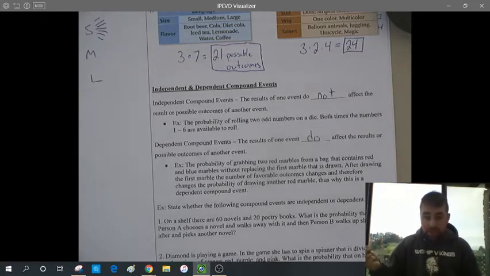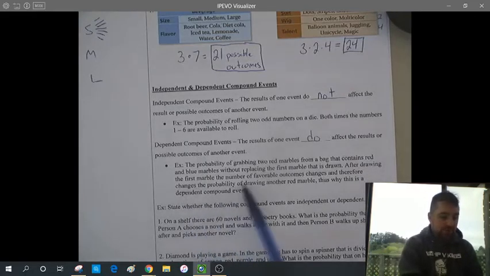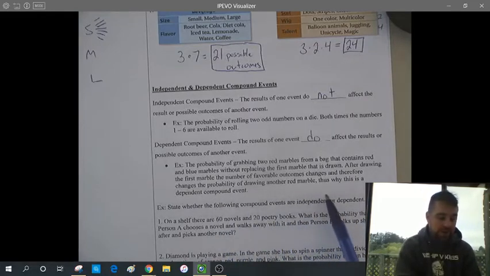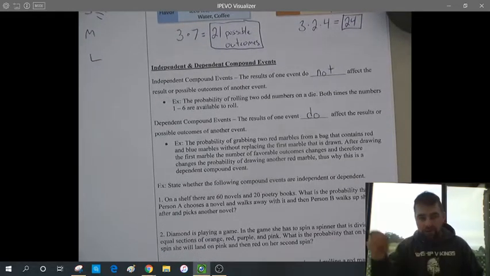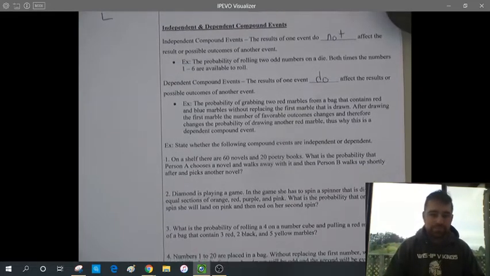If I grab a red marble on the first one and I keep it out of the bag, I've now changed the overall number of marbles that are in the bag. So by not replacing it and putting it back in, I've changed the probability, the number of possible outcomes, on the second one, because there's 1 less marble in the bag. So it explains that here. After drawing the first marble, the number of favorable outcomes changes and therefore changes the probability of drawing another red marble. Thus why this is a dependent compound event. So the other set of events is dependent on what happens in the first one.